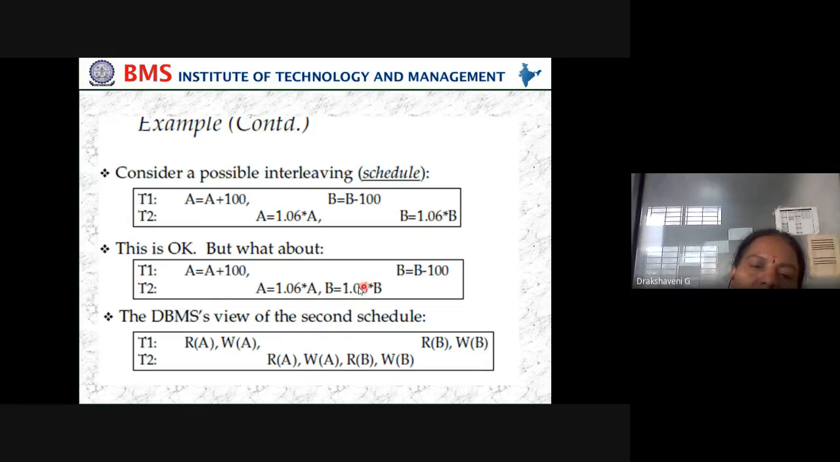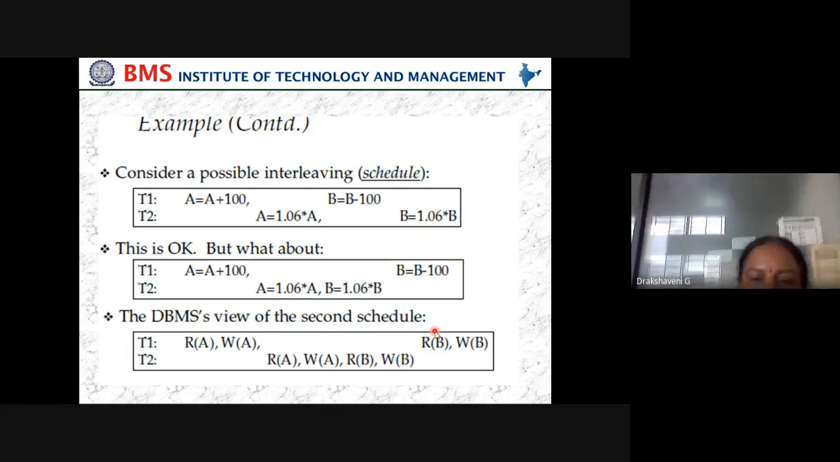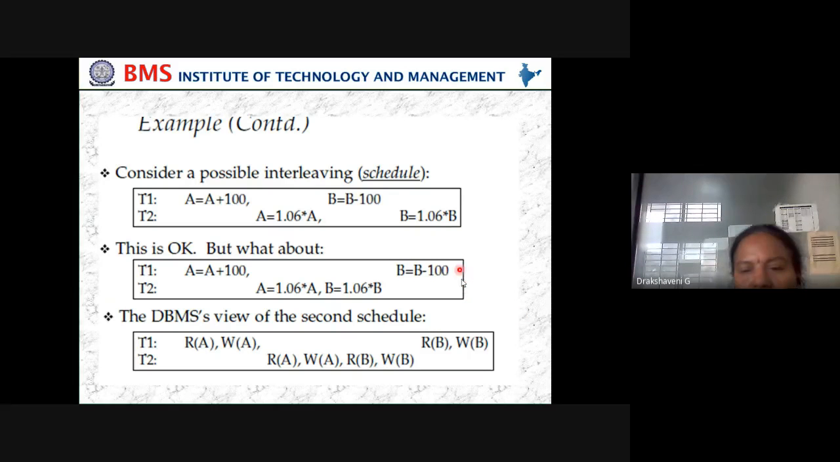The same way, B also: read B and write B. Read B, then write B. That's what we do with B. Then in the same way, next we have read B, write B. Subtract 100 rupees from B.